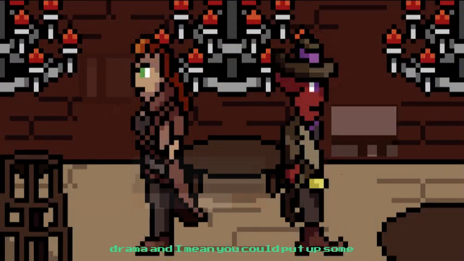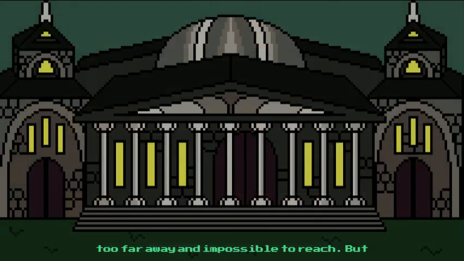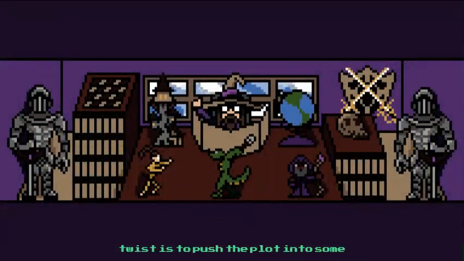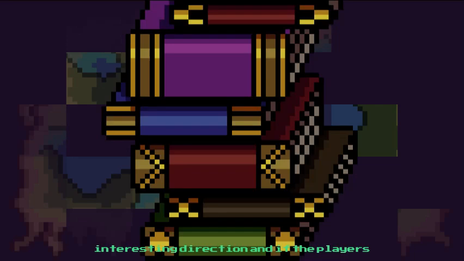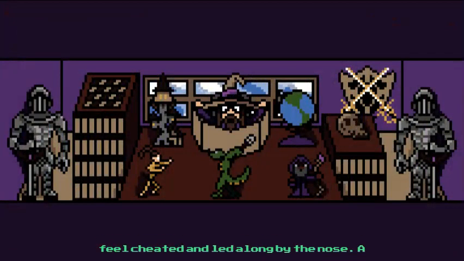And, I mean, you could put up some kind of wall in front of them to make interacting with said plot twist impossible, like maybe making the palace too far away and impossible to reach, but then what's the point of even having it? Like I said earlier, the point of a plot twist is to push the plot into some interesting direction, and if the players aren't involved in that, how can they feel like they are pushing the story forward at all? And how can they help but feel cheated and led along by the nose?